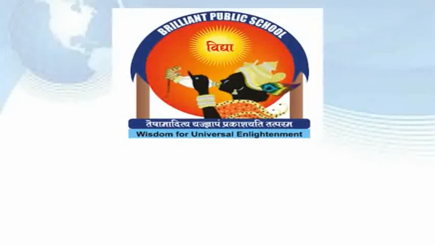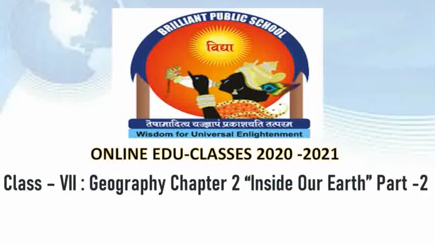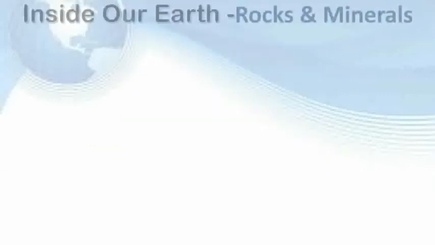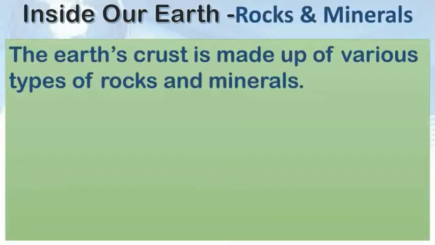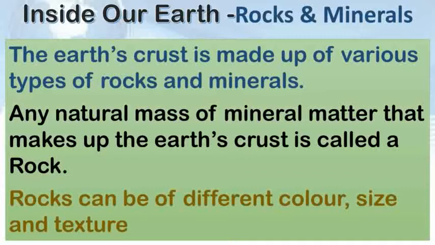Hello children, in today's video we'll talk about rocks and minerals from chapter number 2 of geography, that is, inside our earth. The earth's crust is made up of various types of rocks and minerals. Any natural mass of mineral matter that makes up the earth's crust is called a rock. The different types of rocks may vary in color, size, and texture.